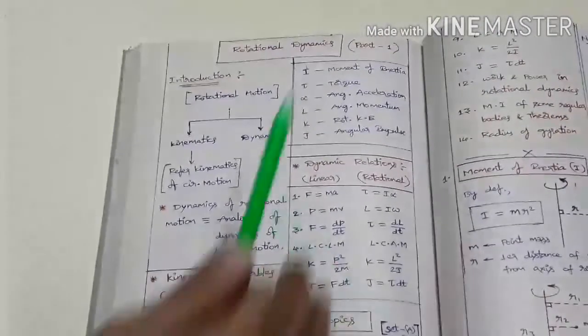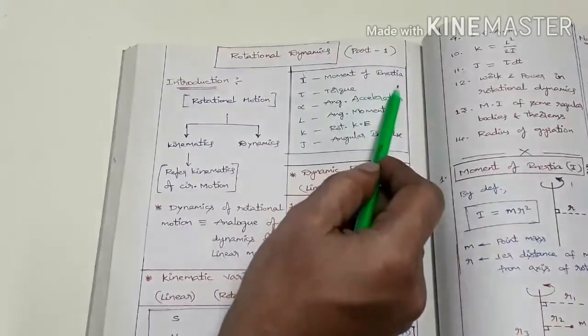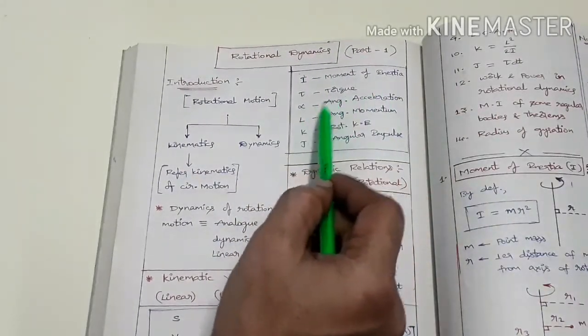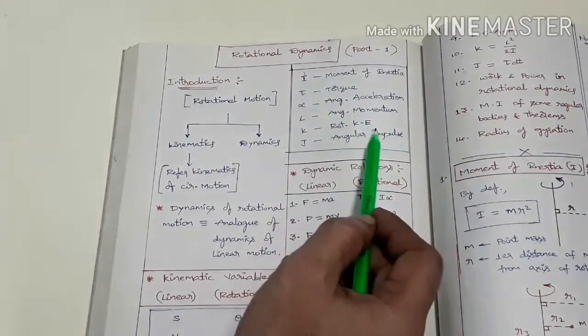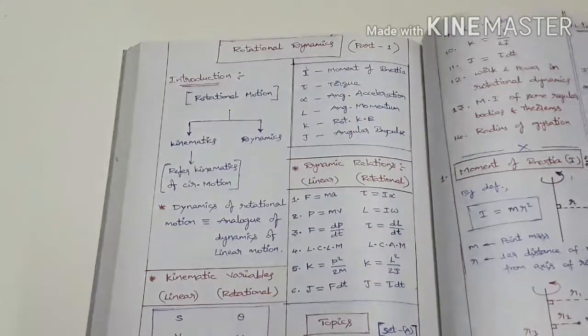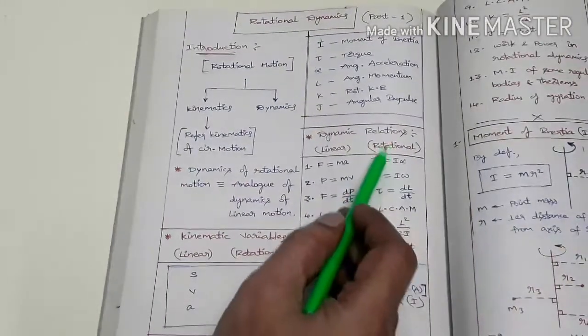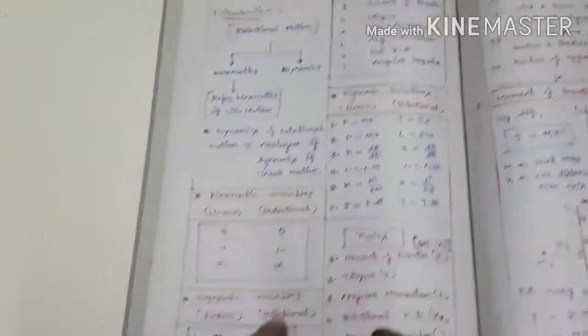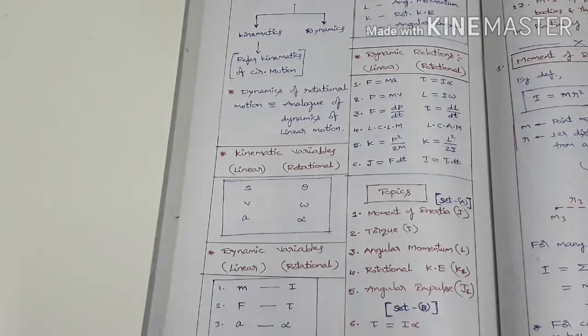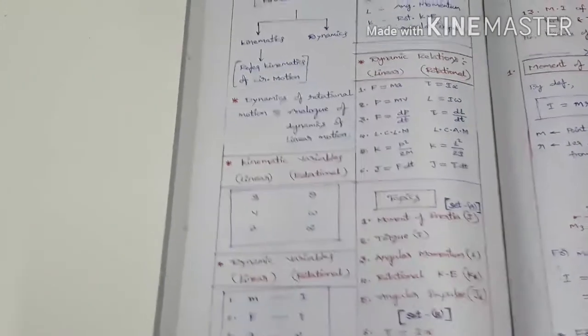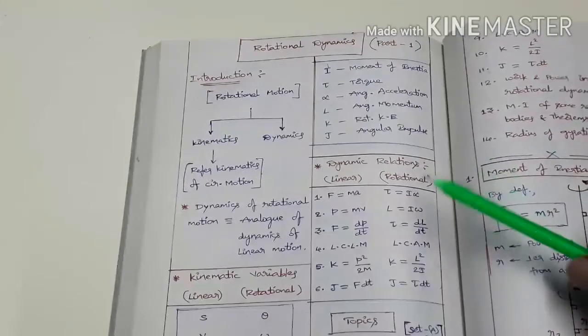See here: I for moment of inertia, tau for torque, alpha angular acceleration, L angular momentum, K rotational kinetic energy, J angular impulse. These are dynamic variables. We have considered only variables here. So now these are relations.